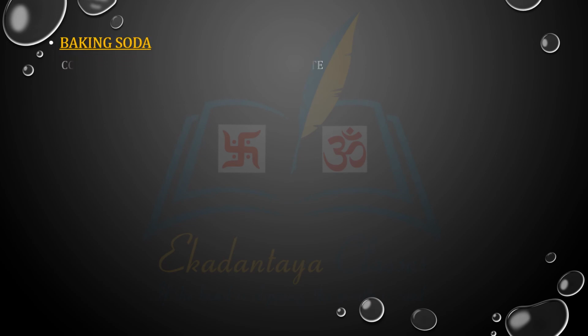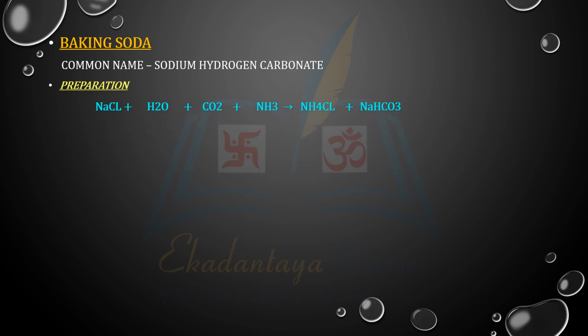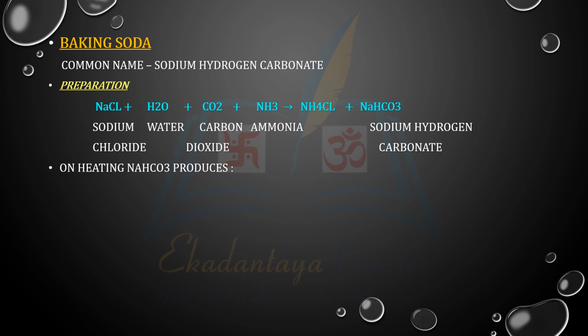Baking soda. Common name is sodium hydrogen carbonate. Preparation: NaCl plus H2O plus CO2 plus NH3 gives NH4Cl plus NaHCO3. Sodium chloride plus water, carbon dioxide plus ammonia gives NH4Cl plus sodium hydrogen carbonate, that is baking soda.